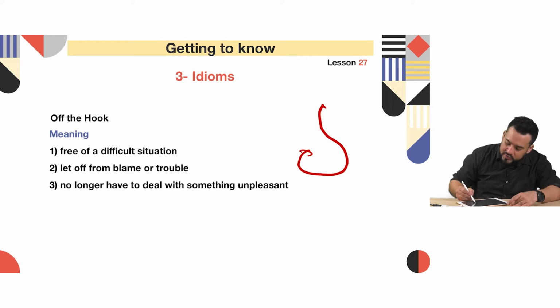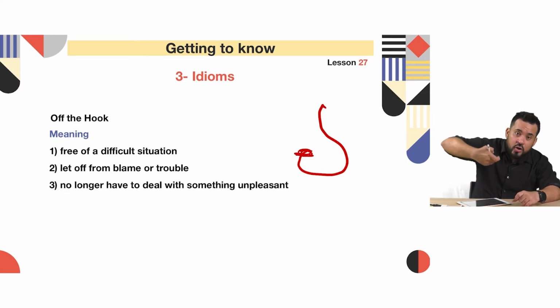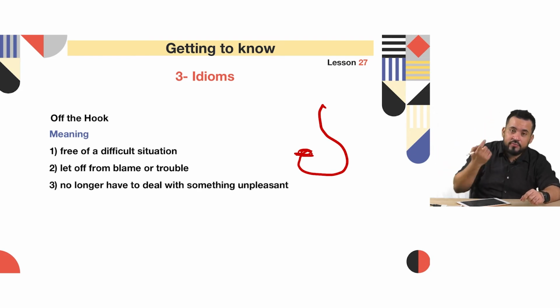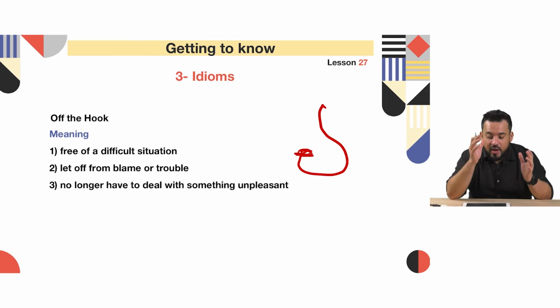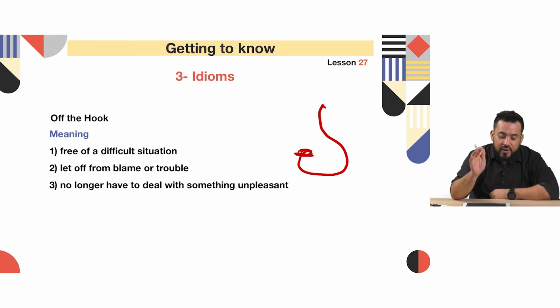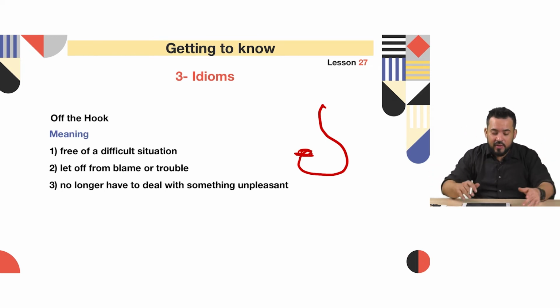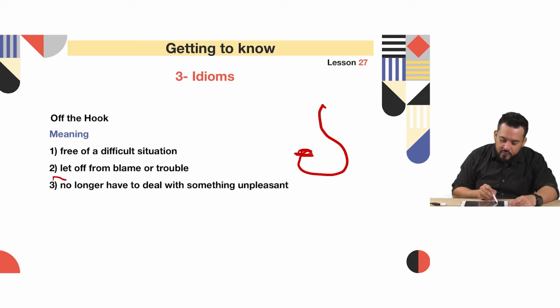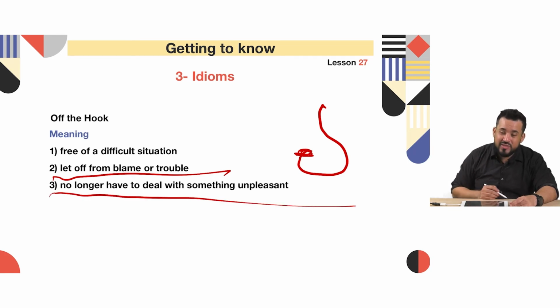You know, a hook is something like this. Hook. You use it for fishing, so you catch a fish with a hook. So, if you are off the hook, what does that mean? That means you are free of a difficult situation. It means something that was bothering you and you are free from it now. Let off from a blame or trouble. That means you're no longer being blamed or no longer have to deal with something unpleasant.